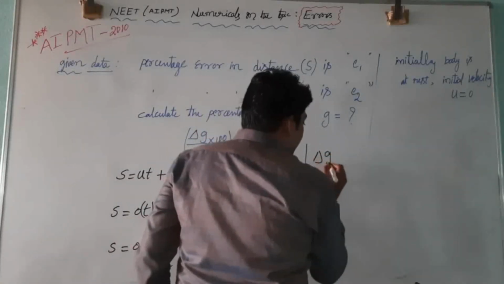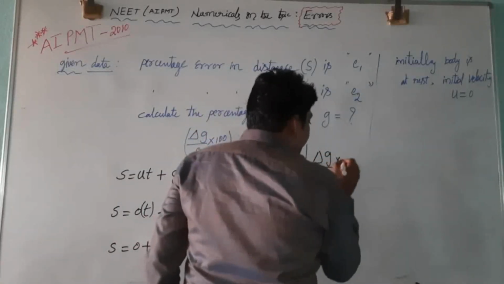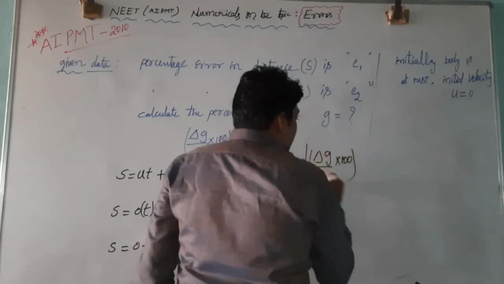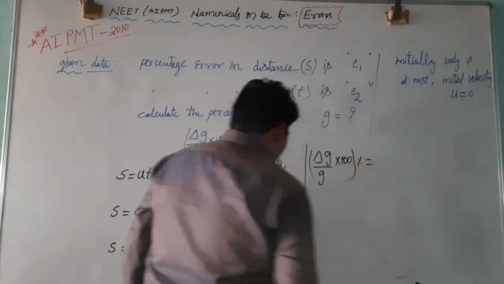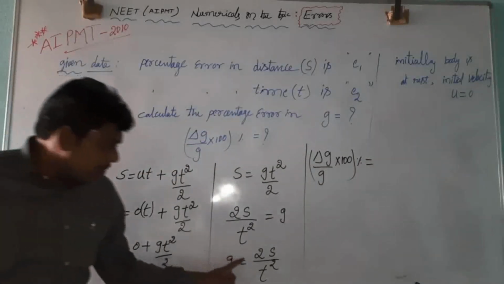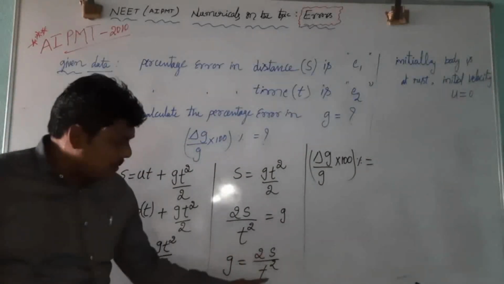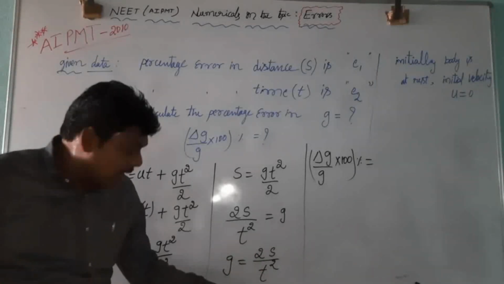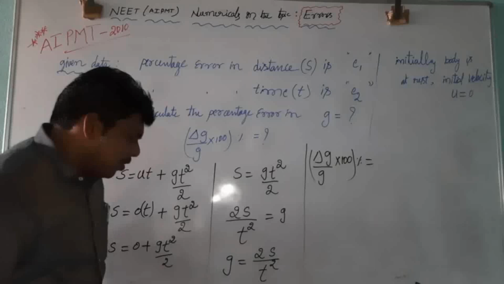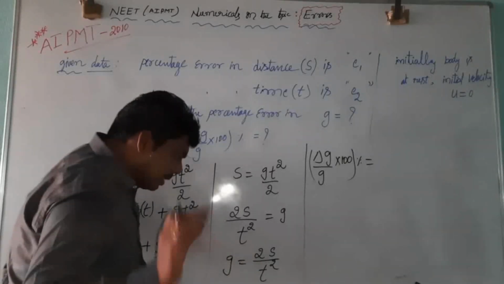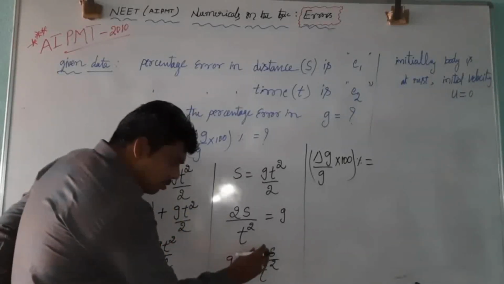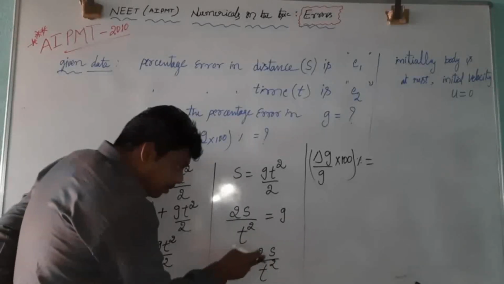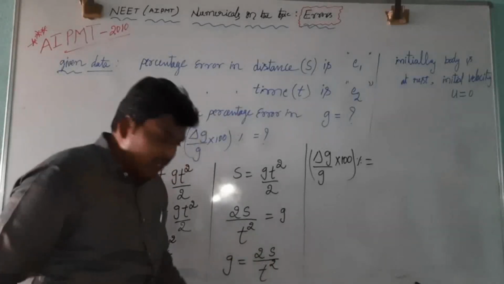That is nothing but delta g by g into 100%. Here again, combination of errors due to ratio, only ratio? No, along with the power there. You may think that in the previous one there was no proportionality constant. Powers were there; power does not become a constant here. Here the proportionality constant, 2, is there. We should take that one.